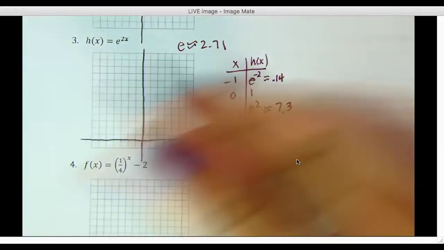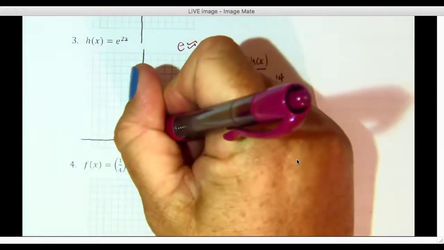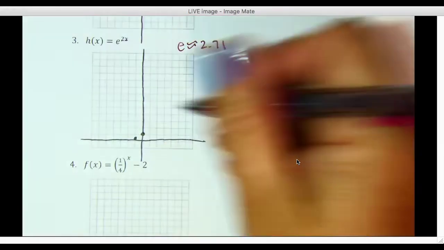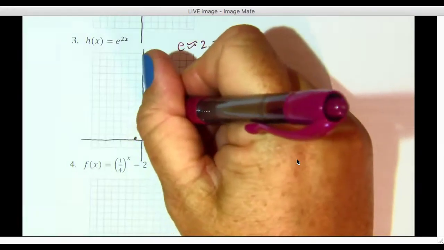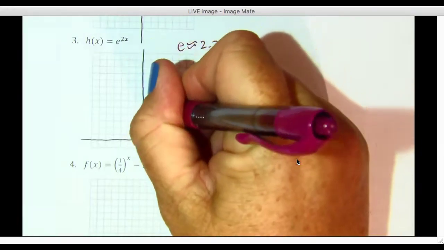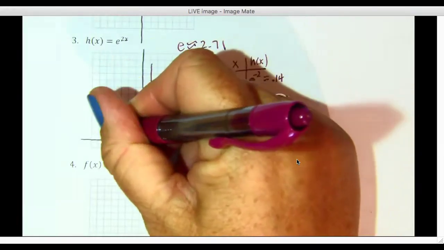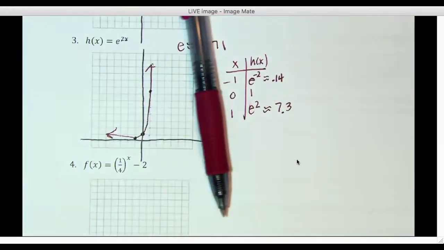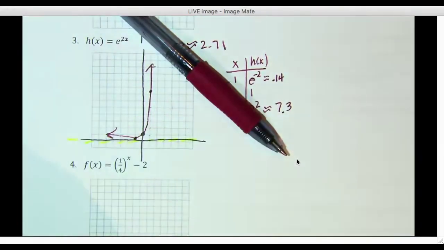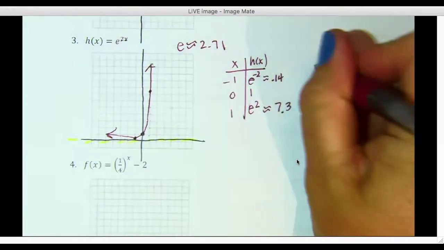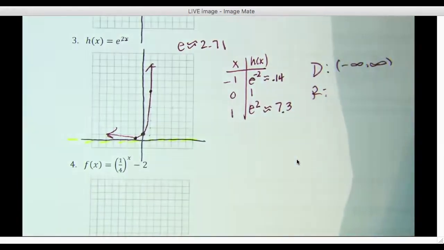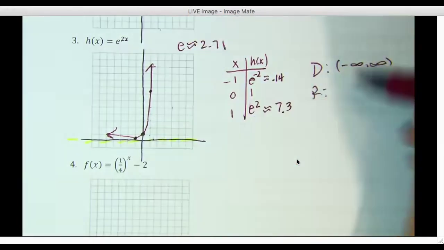And I have at -1, a really tiny decimal. At 0, I have 1. And then at 1, I have 1, 2, 3, 4, 5, 6, 7.3, so a little above 7. So we have a very, very steep growth function here. But again, it's getting really close to the x-axis, but it will never actually touch it. So we have that horizontal axis there. And again, our domain is -infinity to +infinity, and our range goes from 0 to infinity.